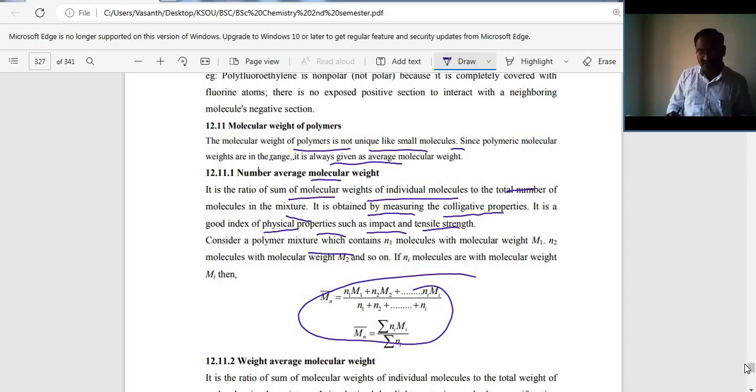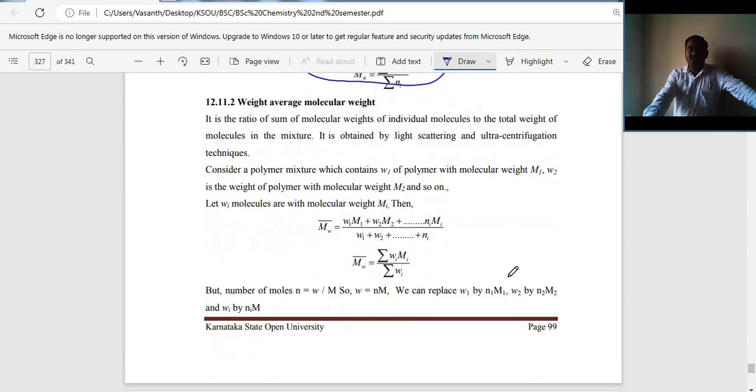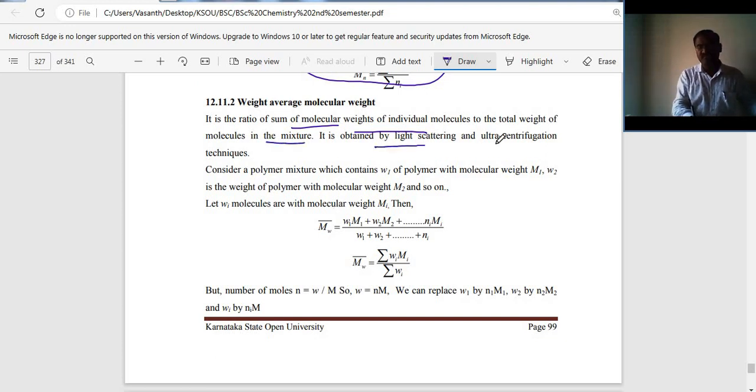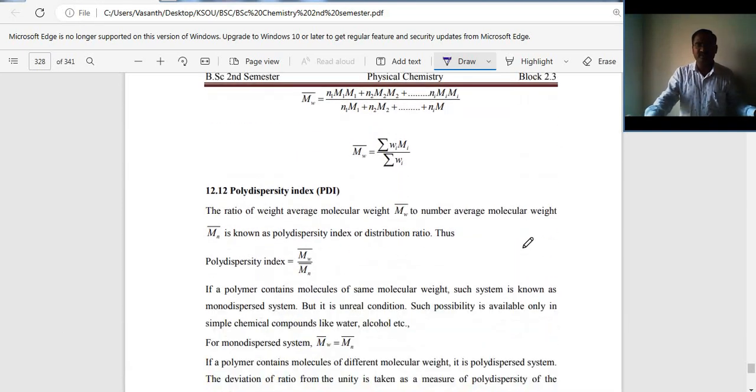Consider a polymer mixture which contains N1 molecules with molecular weight M1, N2 molecules with molecular weight M2. For the weight average molecular weight, it is the ratio of the sum of weights of individual molecules to the total weight of the molecules in the mixture. It is obtained by light scattering and ultracentrifugation techniques. This is the formula we use to calculate the weight average molecular weight.